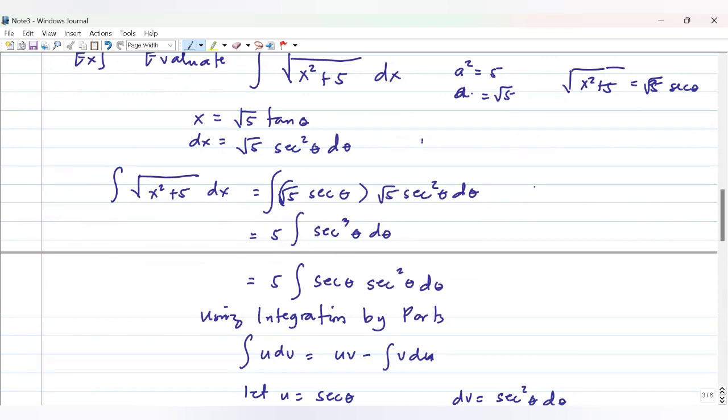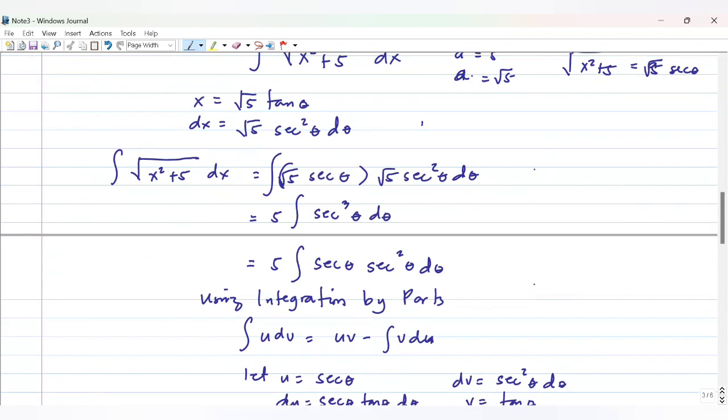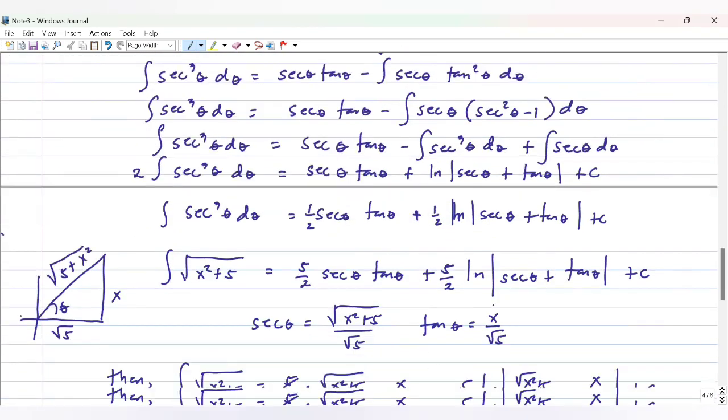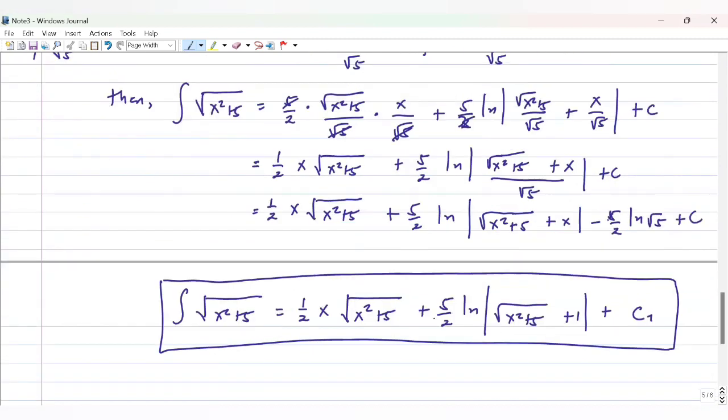Okay. So your integrand will be secant cube theta d theta. And of course, secant cube theta in our trigonometric integrals, taking the integral of secant to the n theta d theta for n an odd integer, you have to use integration by parts. So we just apply integration by parts in here, and we arrive to this answer.